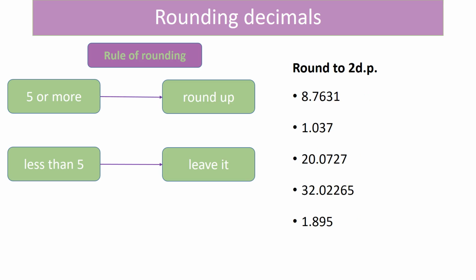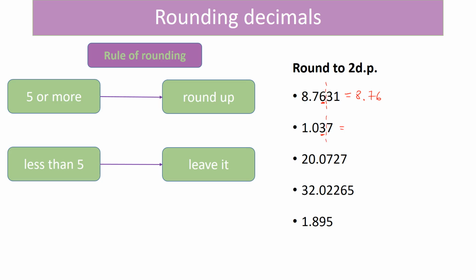Now, let's have a look at rounding to two decimal places. Again, the same rules apply. So now I've got 8.7631, and now 6 is the number in the second decimal place, so I need to look at what comes after that. It's 3. So now I need to decide, is it 5 or more? No, that means that I'm going to keep the number in front of that line as it is, so that's 8.76.